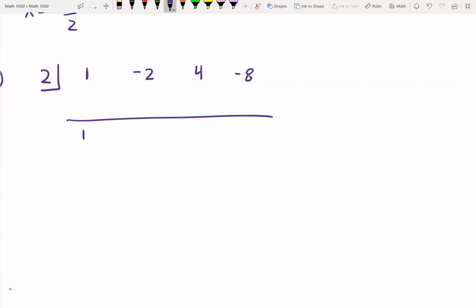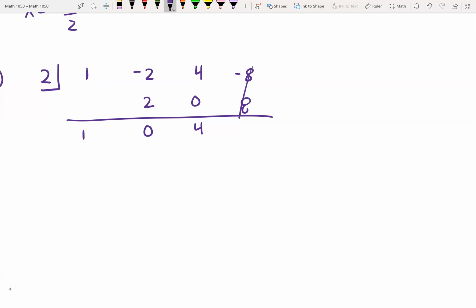So the 1 comes right down. 1 times 2 is 2. -2 and a positive 2 is a 0. 0 times 2 is a 0. 4 and a 0 is a 4. 4 times 2 is an 8. And I'm totally good.